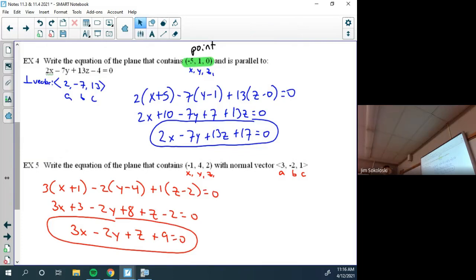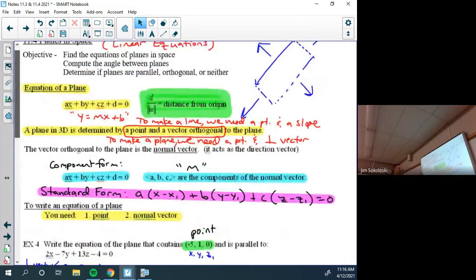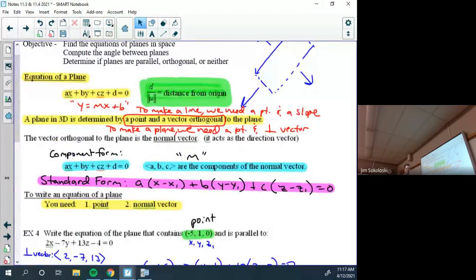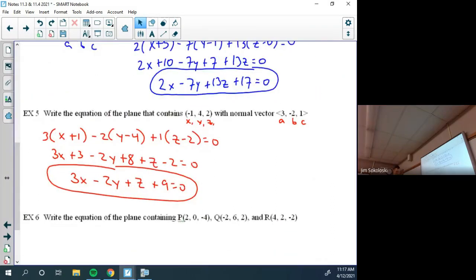So you end up getting that d value anyway. Our d value would be 9 here. Going back a little bit, if I want to know how far our plane is from the origin, which is a little different than a line, I use that formula. Take my d value, divide it by the magnitude of the plane. Pretty simple. Okay, so there's that.